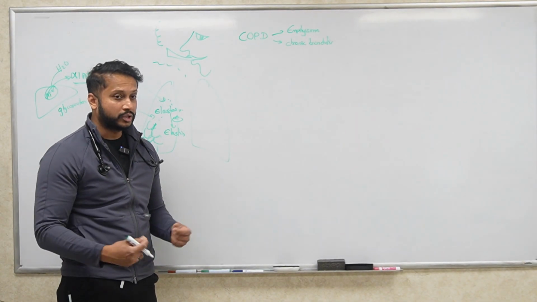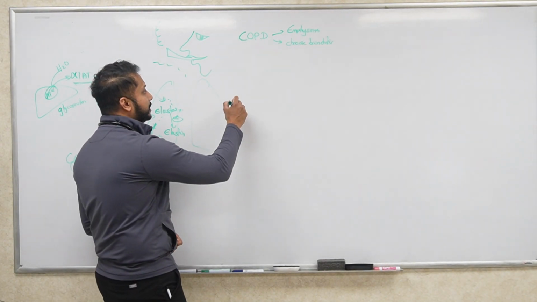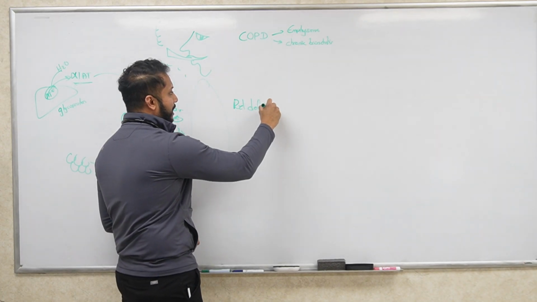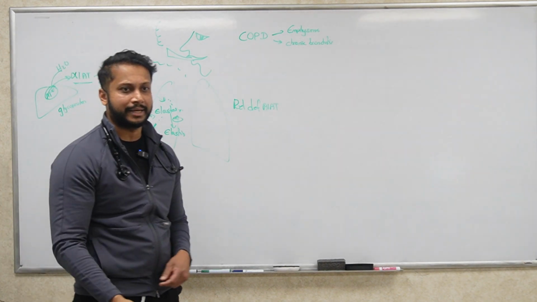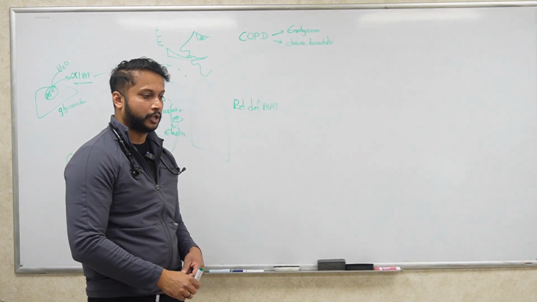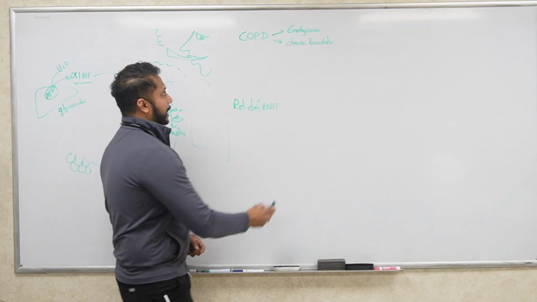Can you run out of alpha-1 antitrypsin? Yes, you can. So what happens is you will develop a relative deficiency of alpha-1 antitrypsin because you're constantly stimulating the neutrophils to release these enzymes. That's why you end up with emphysema in a smoker, because you're depleting it because it's getting used up. Got it? So that is emphysema.